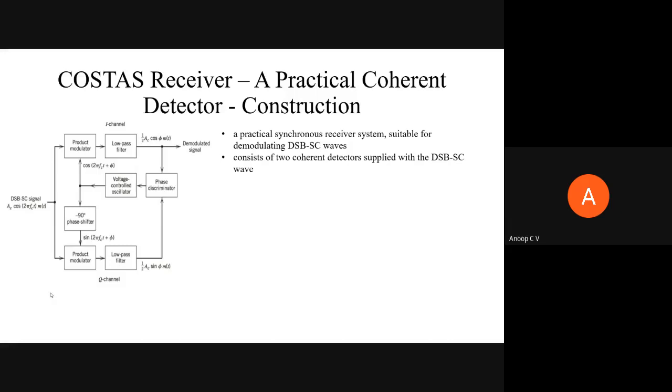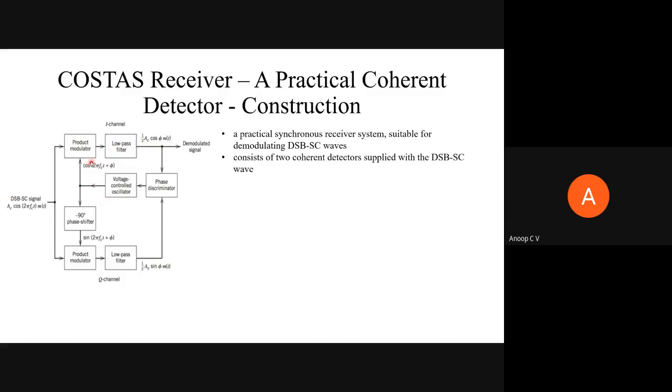As you can see, it consists of two coherent detectors supplied with the DSB-SC wave. What was a coherent detector? A coherent detector is nothing but a product modulator followed by a low pass filter, and of course there will be a local oscillator. The input is the DSB-SC modulated signal, and the output of the low pass filter will be the message, with some amplitude scaling.